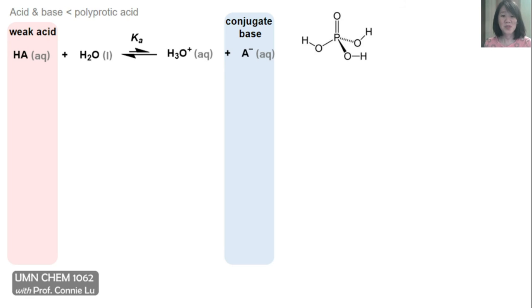Polyprotic acids can be tricky because they have so many different Ka equilibria, and sometimes you have to be able to differentiate between them. So I'd like to go over all the different Ka expressions for this triprotic acid H3PO4. And here again is the general equation for an acid dissociation. We have the weak acid HA dissociating into hydronium ion and its conjugate base A-. And this has an equilibrium constant called Ka.